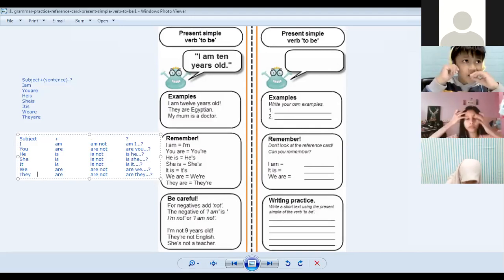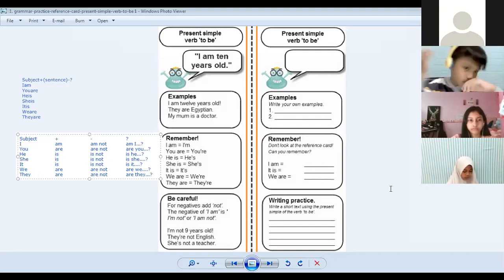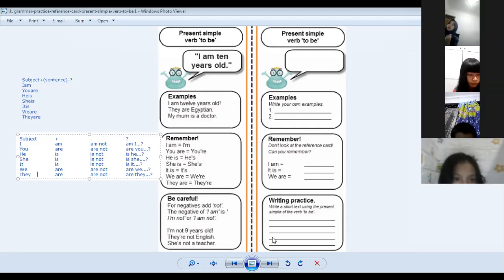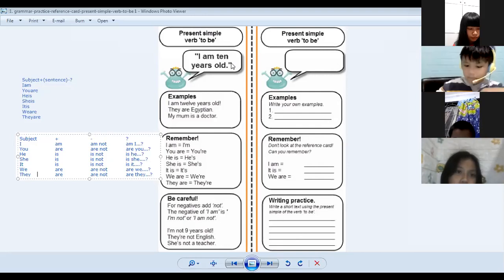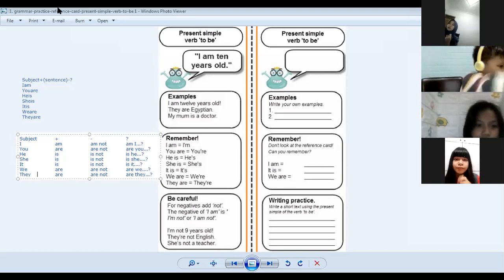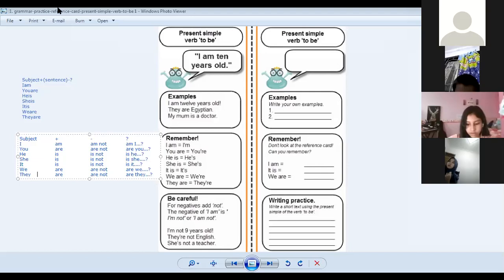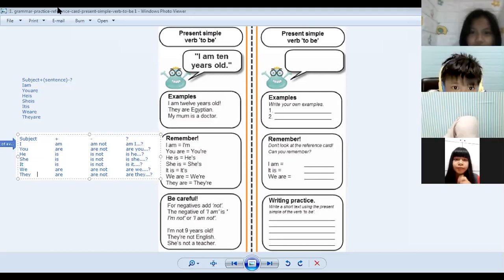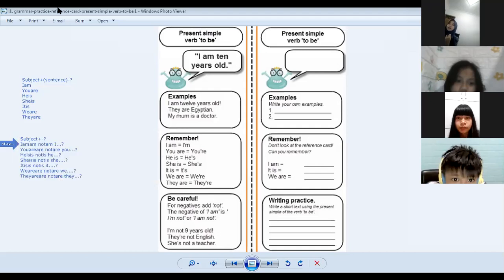Then Keisha, can you make an example using it? It can be a positive, negative, or interrogative sentence. It is cute. Okay. Can you make an example using we? We are 10 years old. Then Naila, can you make an example using I as the subject? I am 11 years old. Okay, have you done, Shafa? Yes.